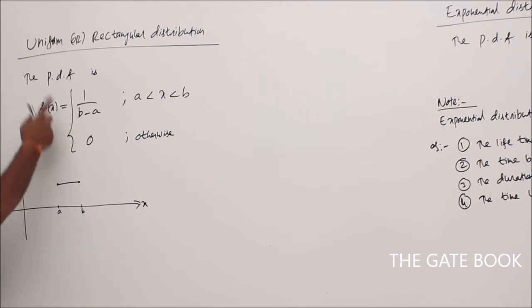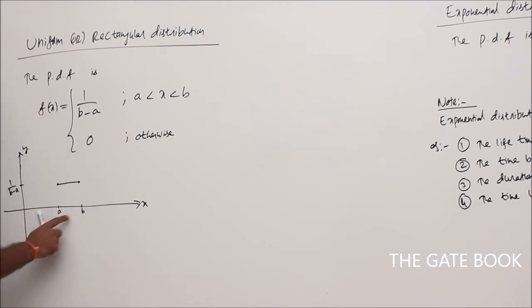So the diagram of this function is like this. Between a to b, the function value is 1 by b minus a. The graph is only in between a to b. So to the left side of a and to the right side of b there is no graph. No graph means that our function value is 0.